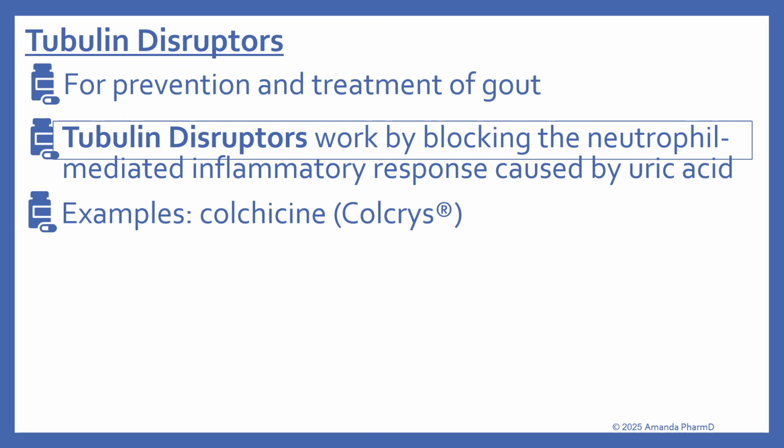Next are the tubulin disruptors. These are for the prevention and treatment of gout. The tubulin disruptors work by blocking the neutrophil-mediated inflammatory response that's caused by uric acid. An example of a tubulin disruptor is colchicine. Brand name is Colchris.